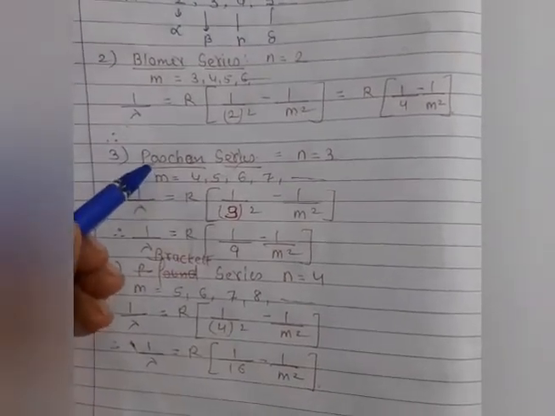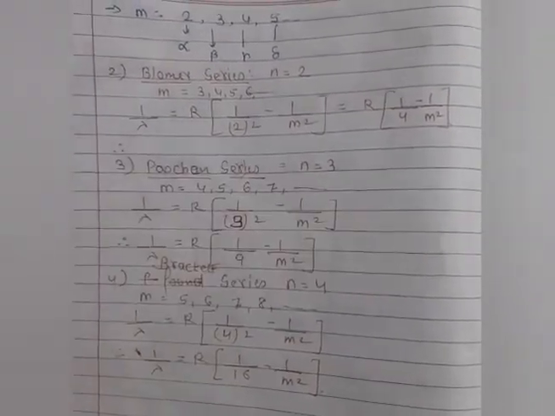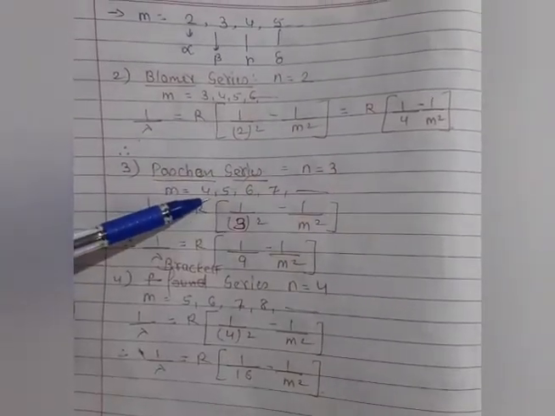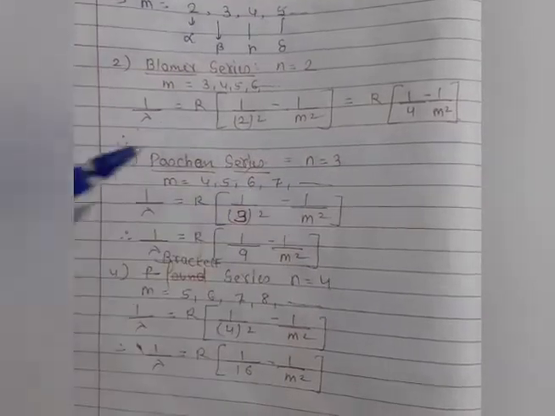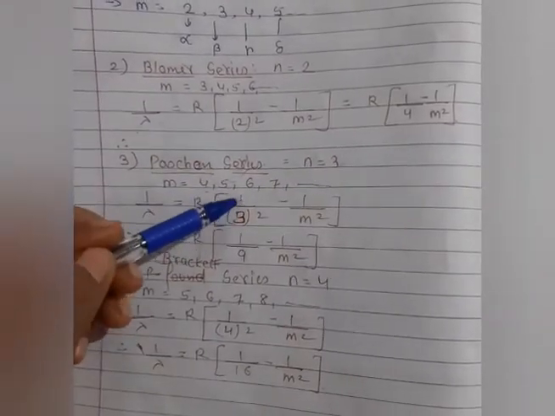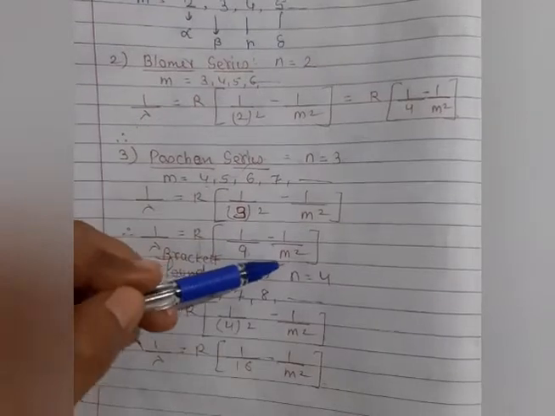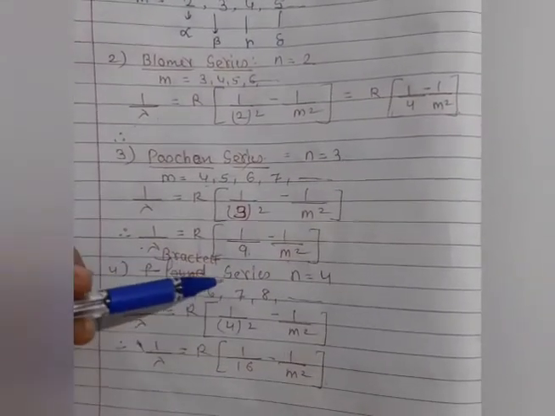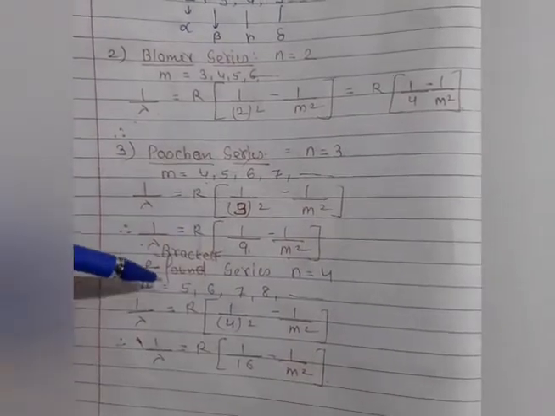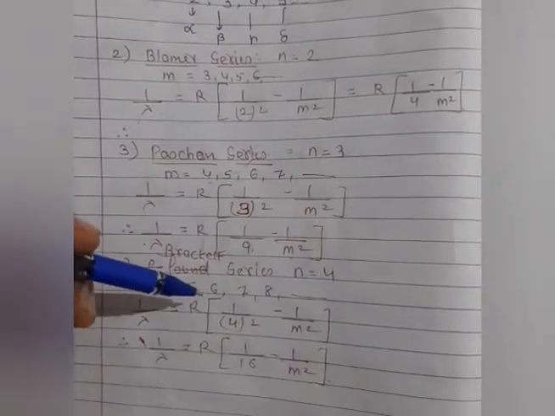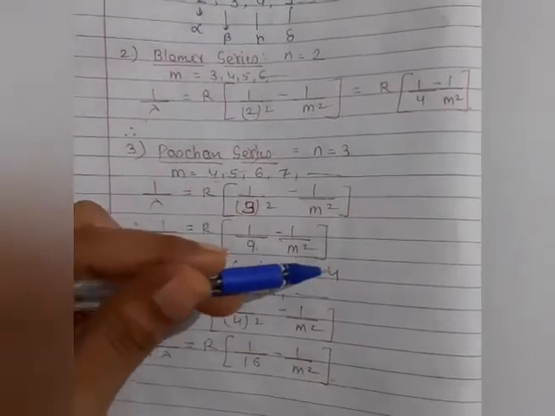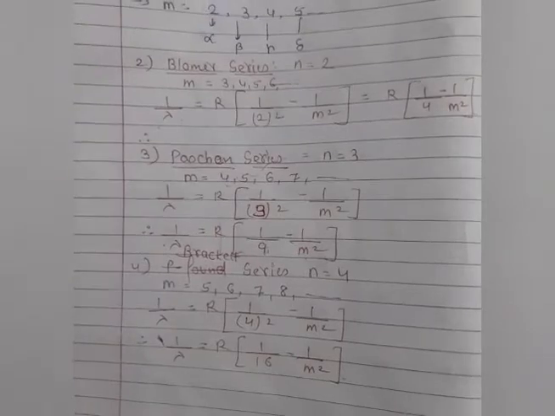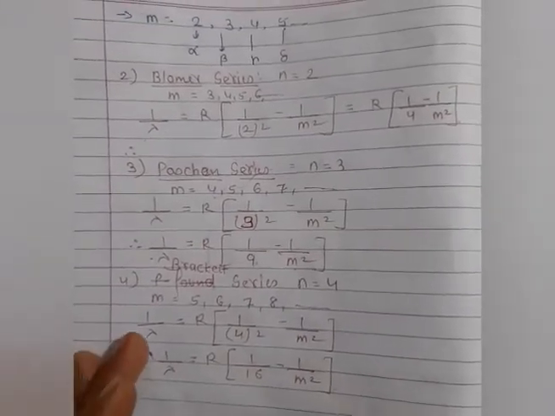And here we have the Paschen series. Again, this is the third series, so the value of n is 3. And after this orbit, we get the value of m as 4, 5, 6, 7, in this way it increases. So here when we substitute the value of n as 3, 3 squared is 9, m squared as it is. In this way we can find out the value of wavelength. And after that we have the Brackett series, the value of n is 4. And here we get m as 5, 6, 7, 8, because for n = 4, the next orbits are 5, 6, 7. So we get the different wavelengths of this series.